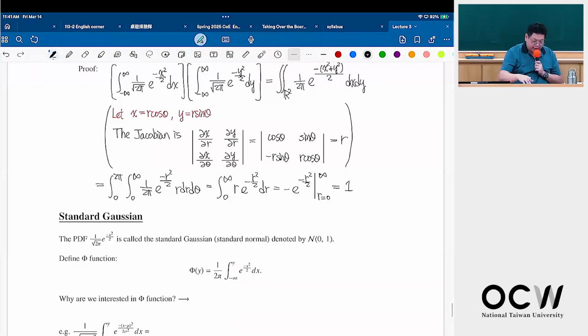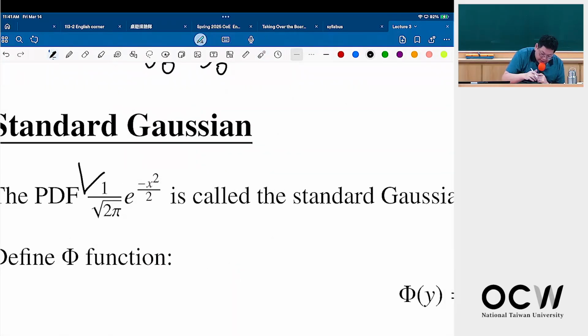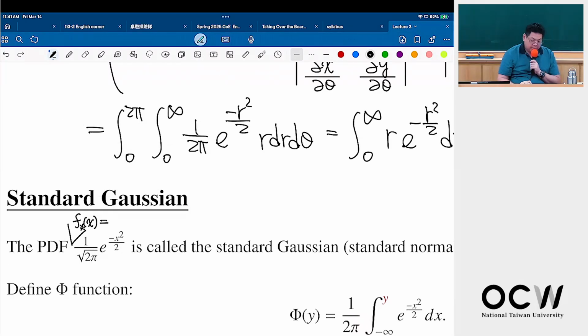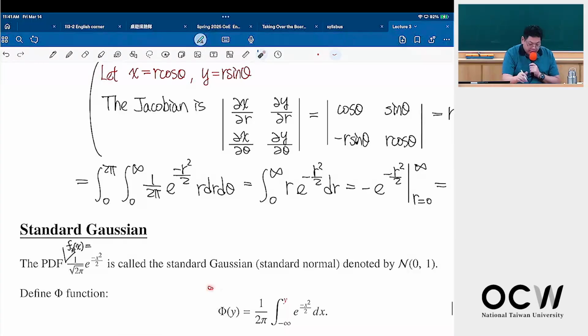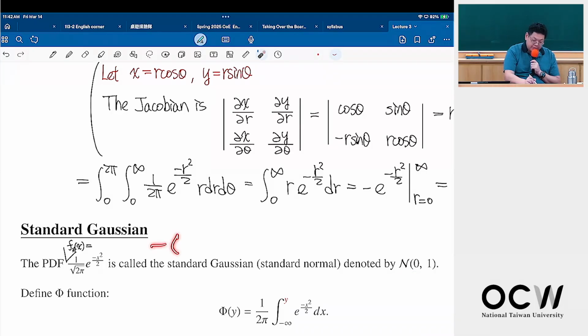Okay, and for the Gaussian distribution, sometimes you will see the standard Gaussian. What is standard Gaussian? The PDF f of x equals 1 over the square root of 2 pi times e to the minus x squared over 2. This is called standard Gaussian, or standard normal, because the mean is 0. There's no mean, like x minus mu. Now mu is 0, and the variance is 1.